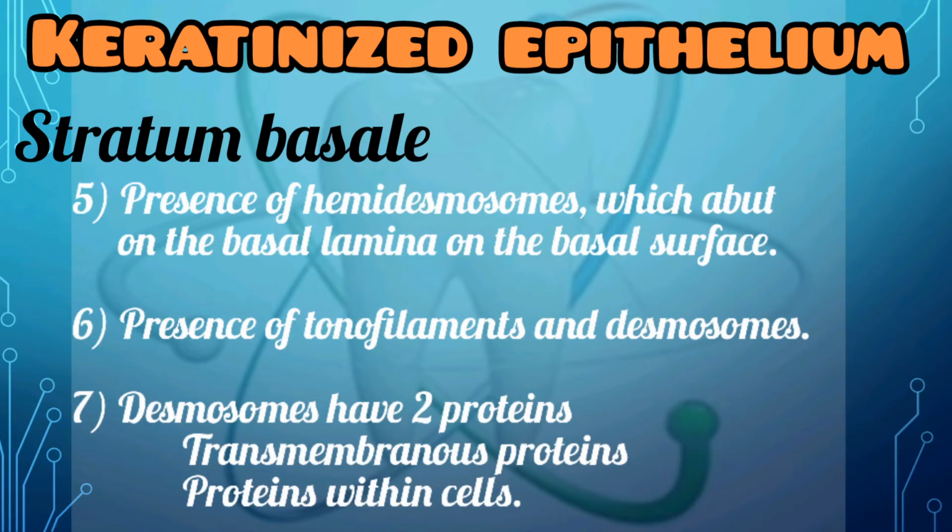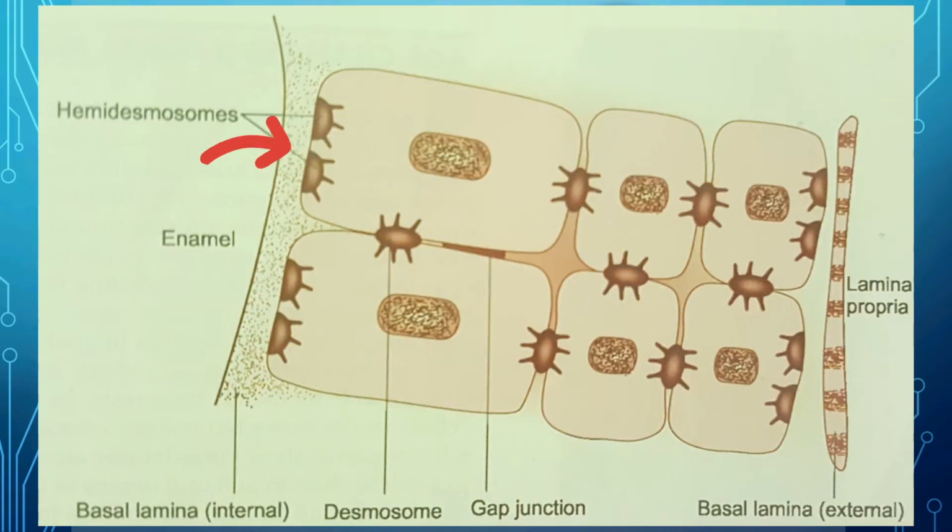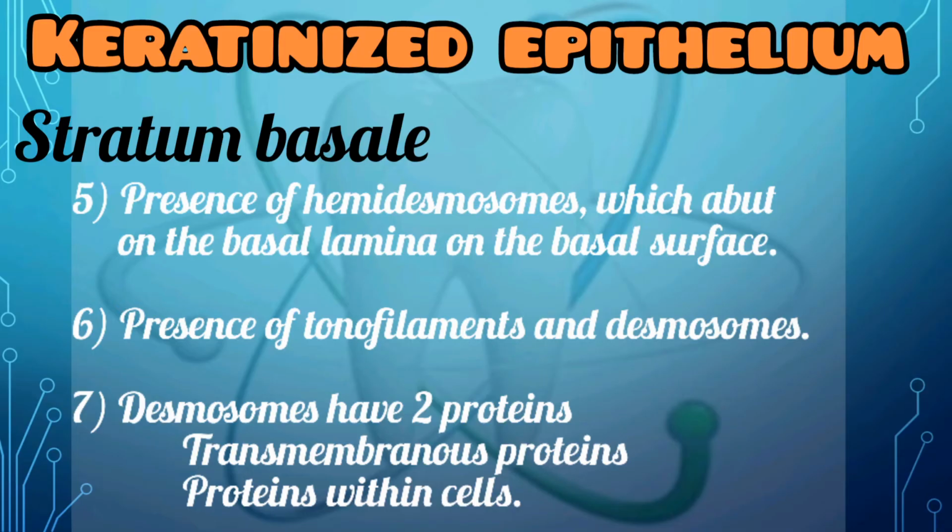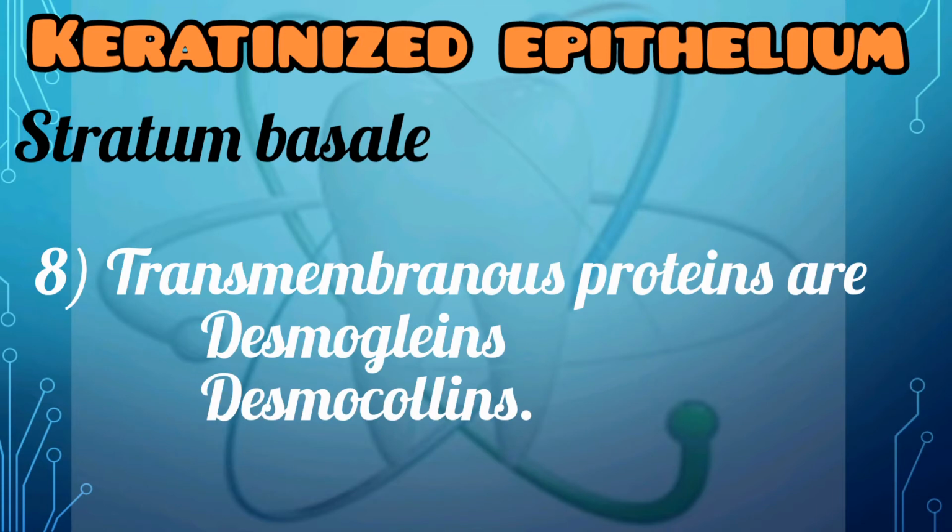The cells of the basal layer have specialized structures called hemidesmosomes which abut on the basal lamina on the basal surface. These basal cells also contain tonofilaments and desmosomes. The desmosomes consist of two principal types of proteins, the transmembranous protein and the protein within the cells. The transmembranous proteins are desmogleins and desmocollins.